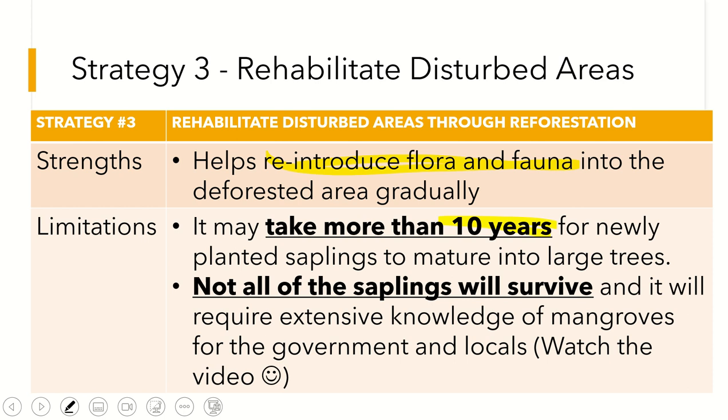And what are you going to do with all the problems of deforestation when these trees are taking their time to grow? Not only that, if the soil quality is really poor because you have deforested the areas, then not all the saplings will survive. Many will die, and you will require expert botanists to come in and manage those areas. All right.